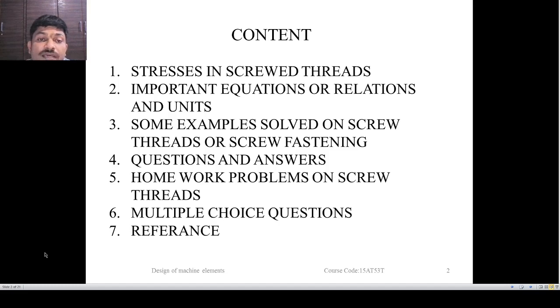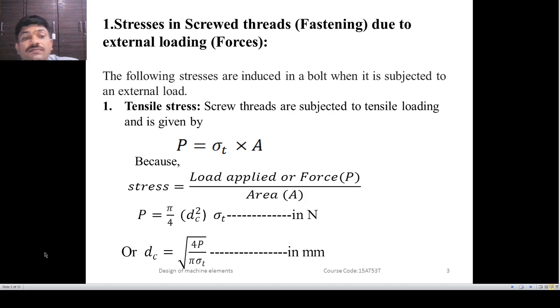In the case of tensile stress, there is a chance of failure of the nut and bolt when the stress exceeds the limit. Within the limit it is okay, but beyond the limit there is a chance of failure of the screw fastener. So let us take the first one, the tensile stress, where the screw threads are subjected to tensile loading. Here we have given some equations.